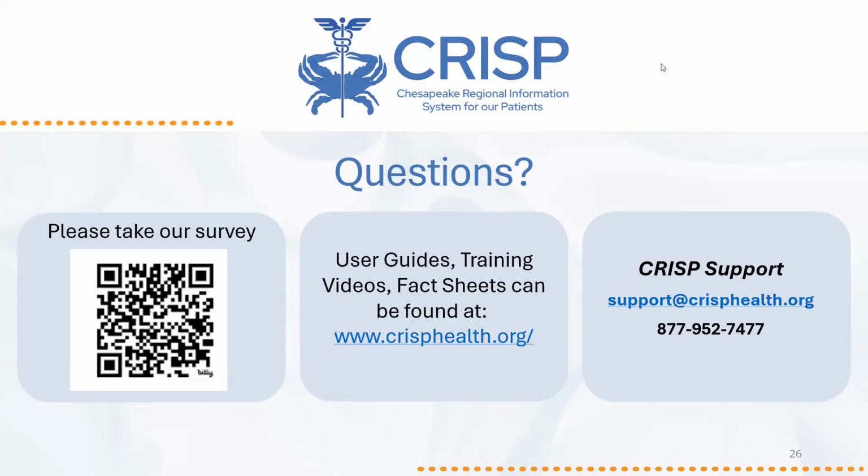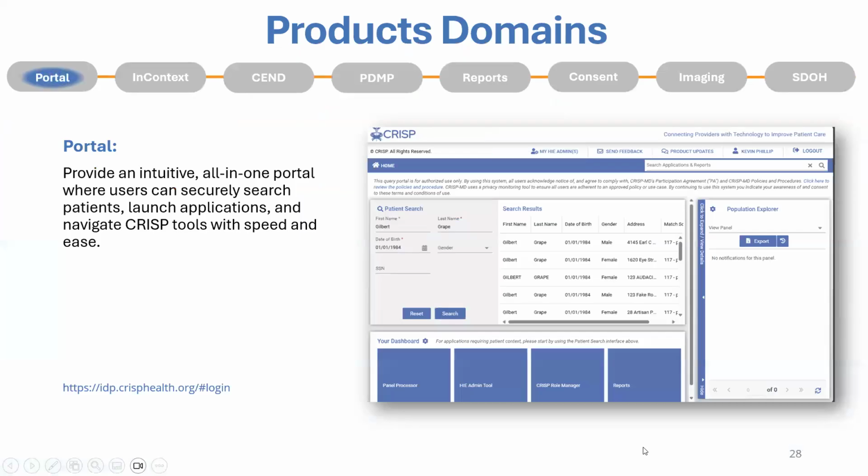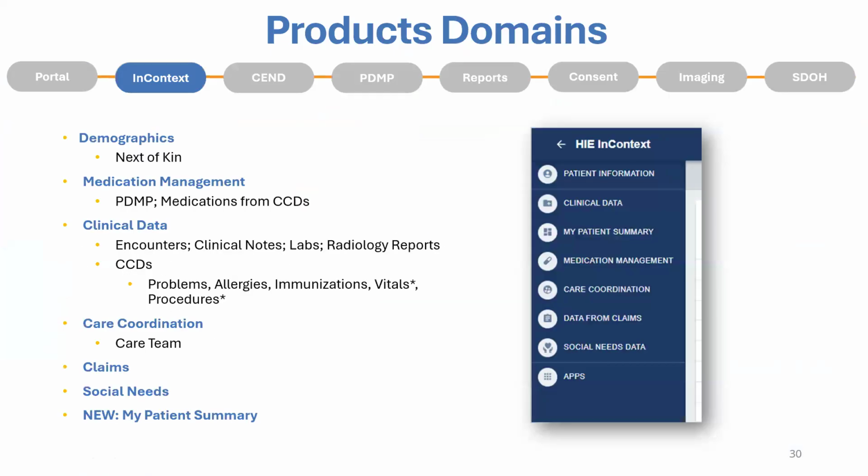Can social determinants of health referrals be generated and tracked from in context? So that apps tab that I showed you, and maybe I have a screenshot of it here in the appendix. This apps piece here, if you click that, there should be an integration that allows you to quickly send a referral through the in-context system for that patient.